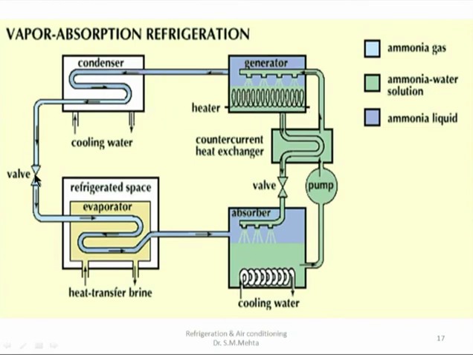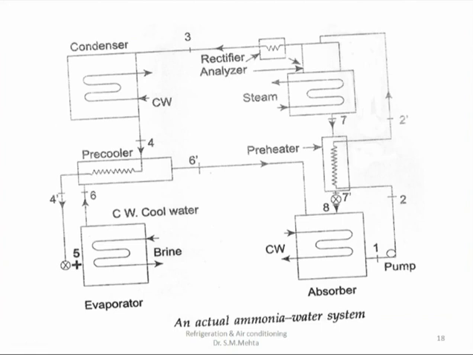Again, I have kept different types of schematics so that you can easily understand in which form the refrigerant will be. So light blue color is the ammonia gas, which goes from the generator to the condenser. Then ammonia and water solution is here in the absorber, and the ammonia liquid coming out from the condenser will be ammonia liquid. This is a rectifier heat exchanger.